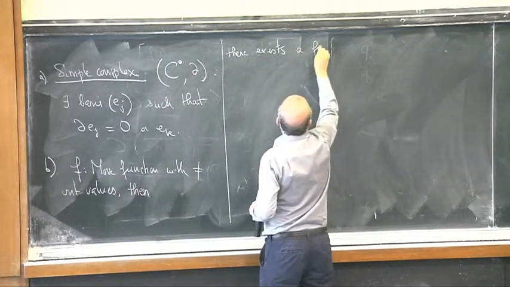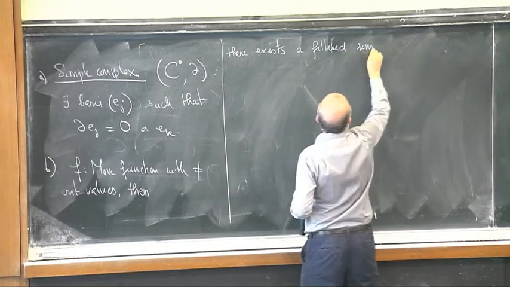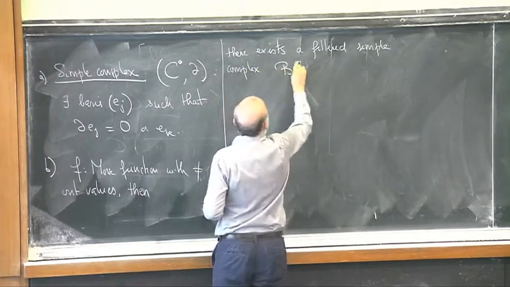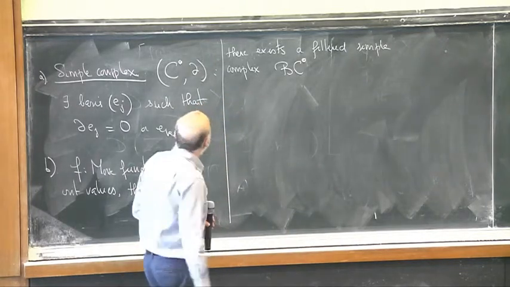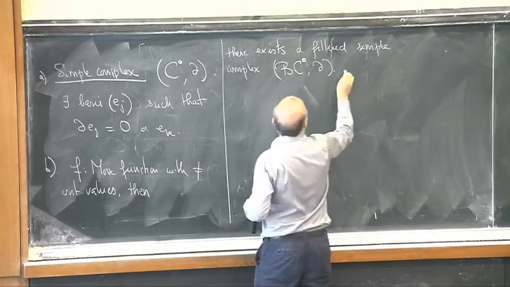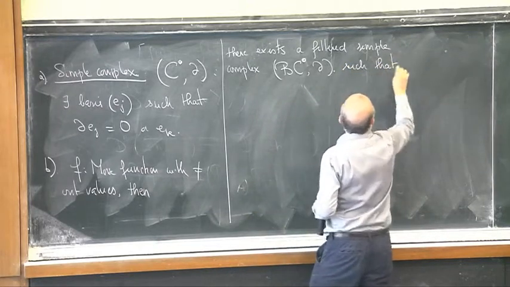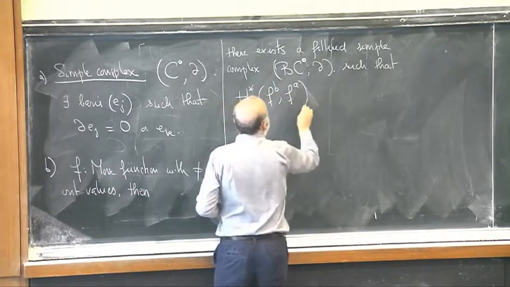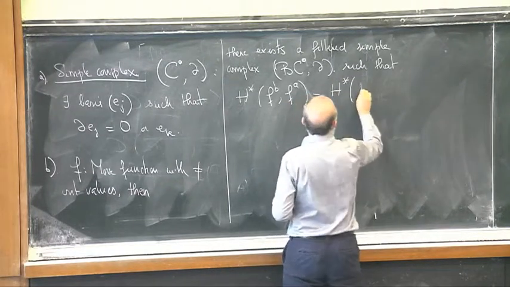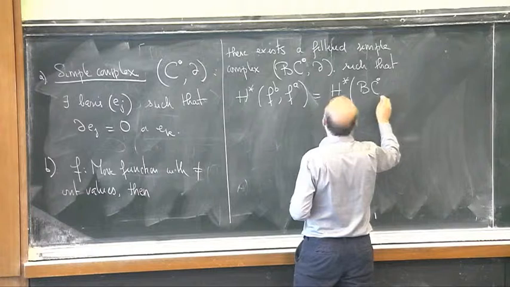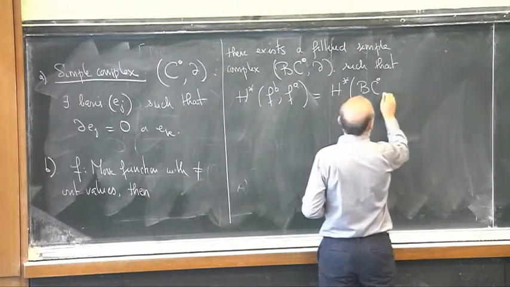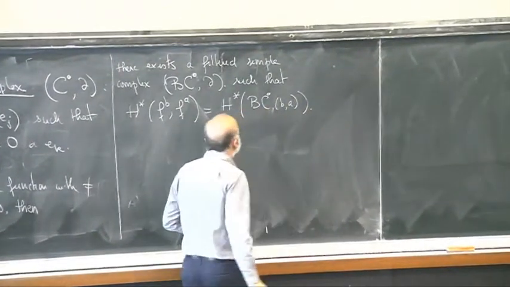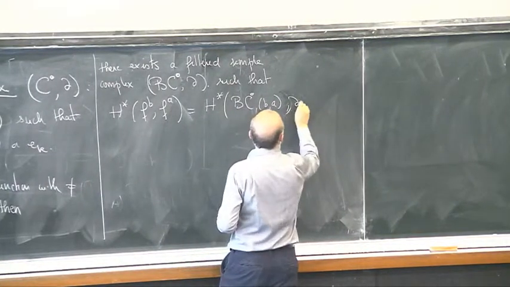So then there exists a filtered simple complex, which I will call BC star, such that if I'm looking at the cohomology between level B and level A, this is the same as the cohomology of BC star between level B and level A with bound.